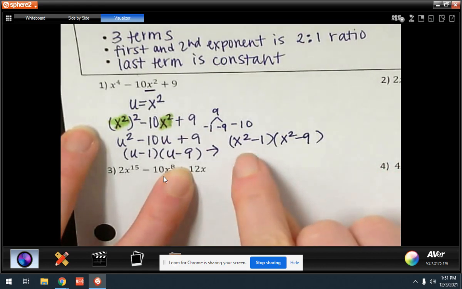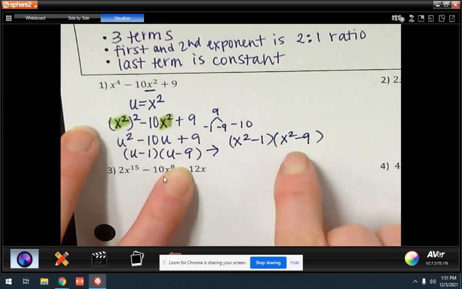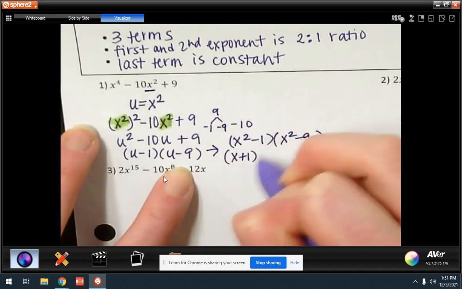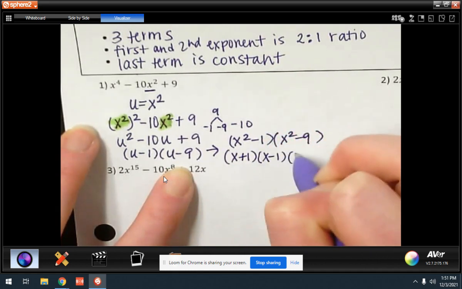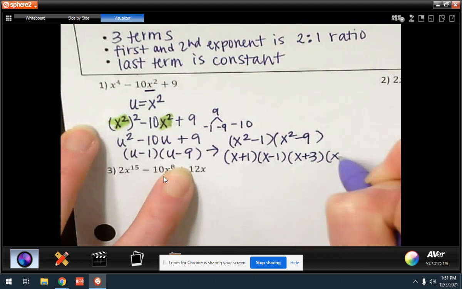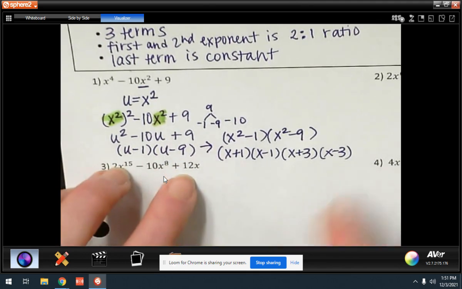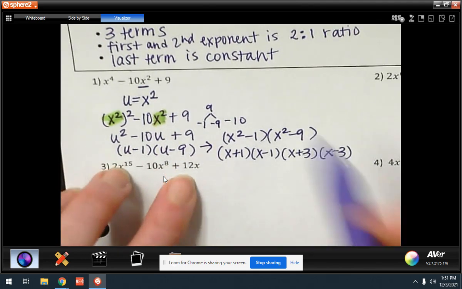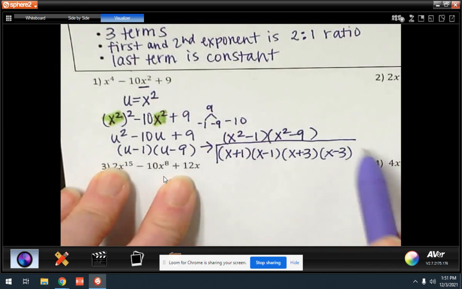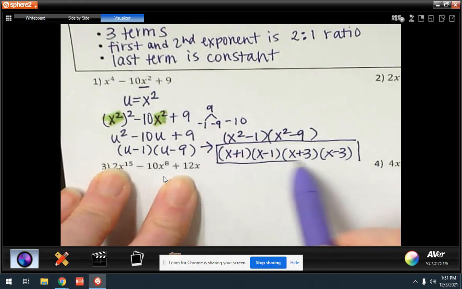Is x squared minus 1 factorable? It's a difference of squares. What about x squared minus 9? Also a difference of squares. And so don't leave those. You can put the plus first or the minus first. We have 4 linear factors, all in parentheses. No numerical GCFs. That would be your final answer.